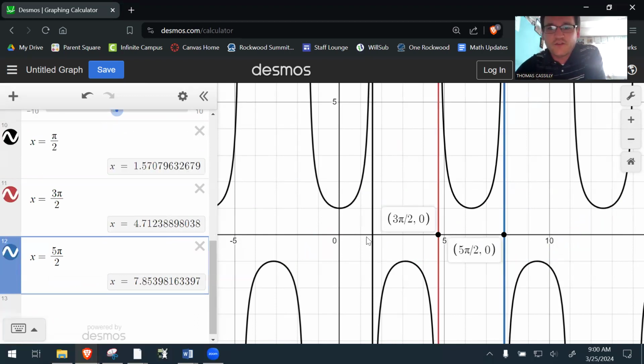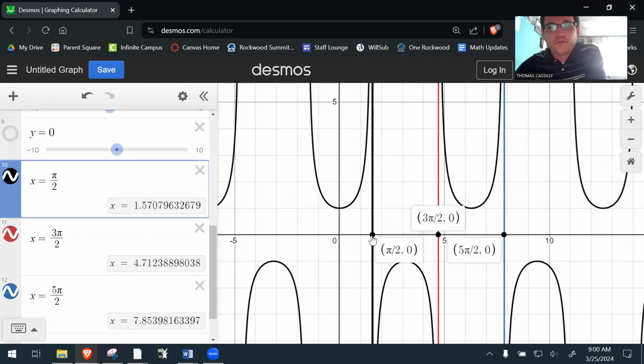So if you look at these asymptotes, they are odd numbers of pi over 2. So 1 pi over 2, 3 pi over 2, 5 pi over 2, 7 pi over 2, 9 pi over 2, right? Any odd number in your numerator over 2 with a pi, that cannot be in your domain here.